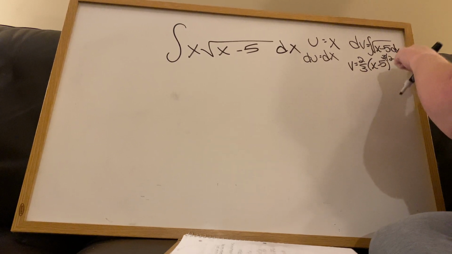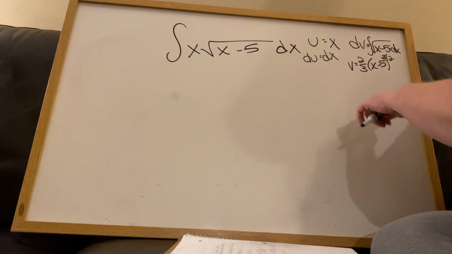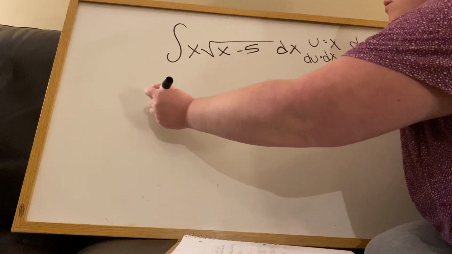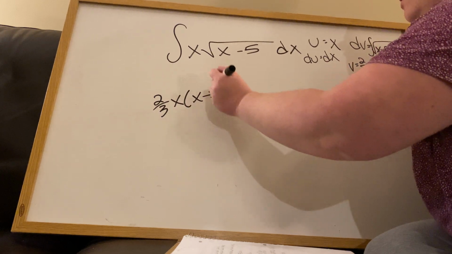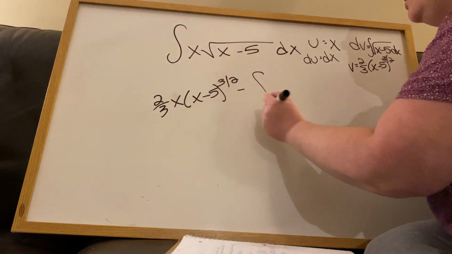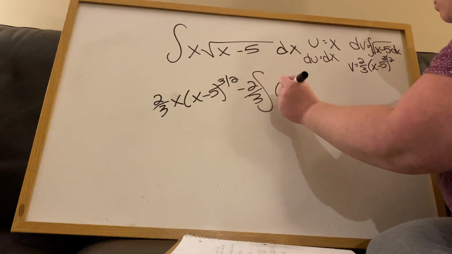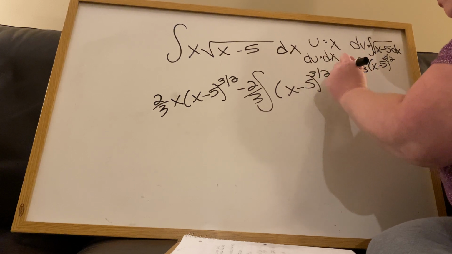And I wouldn't tack on the plus c. You just want to stick on the plus c at the end once you've finished integrating. So using the formula, you start with u times v. So that's x times this. Put the coefficient in front. Don't put it in the middle. So you got 2/3 x times x minus 5 to the 3/2 minus the integral of v. But the 2/3 is done, so take it out. du, which is just dx.